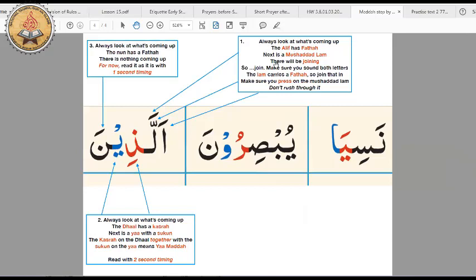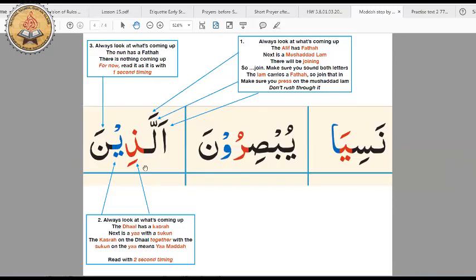Okay, first letter, alif. So alif has a fatha. Next is a mushaddad lam. That means a lam with a shadda on top. So we know that there will be joining. We need to make sure that we sound both the letters. The lam carries a fatha as well. So join that in and make sure you press on the mushaddad lam and don't rush through. We covered mushaddad letters yesterday, didn't we? Can you try and say this combination here for me? Make sure we harden when we are joining. So off you go. Allah. Beautiful. Excellent. Well done.